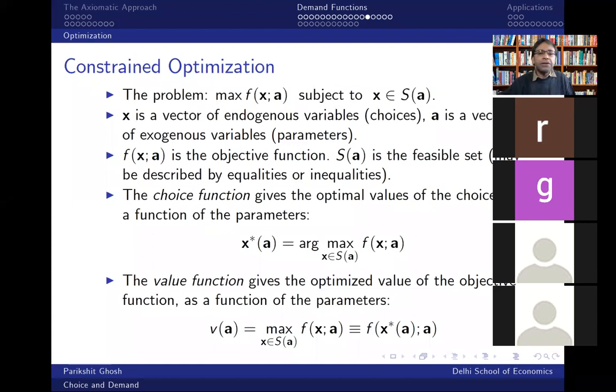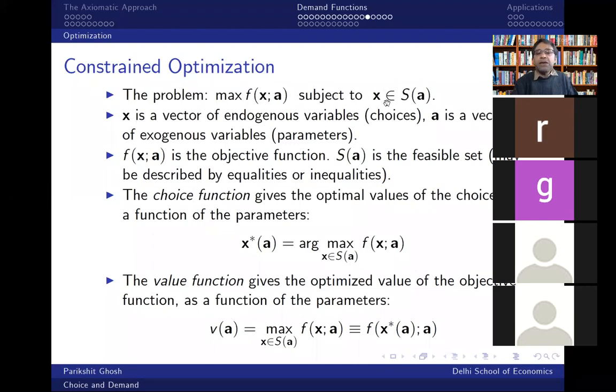So first, let's get some terminology in place. Suppose we're solving a problem like this. Maximize a function of two vectors. X is the vector of choices. These are the variables which are endogenous in this problem, right? Maybe these are the variables that will be chosen to optimize the function. That's the vector X. What is A? A is a vector of given parameters or exogenous variables. They're given from outside, right? You can't freely choose them to maximize this function.